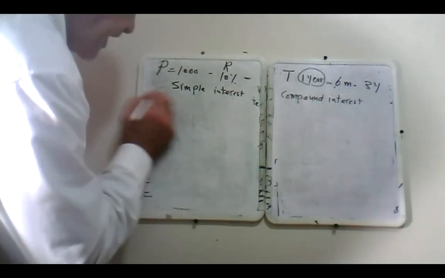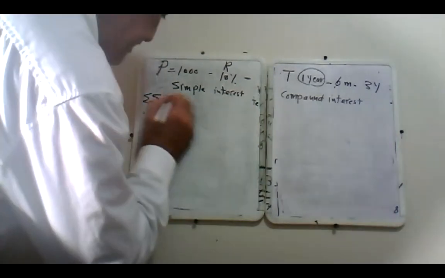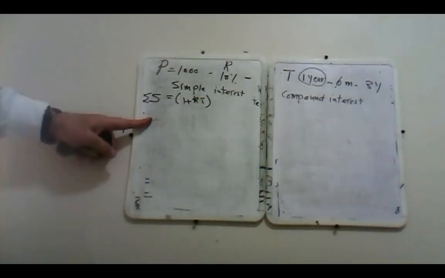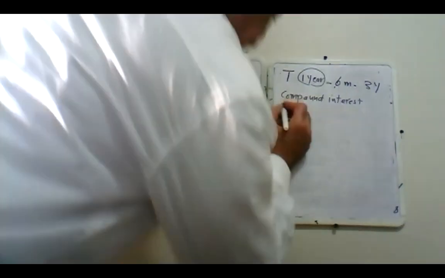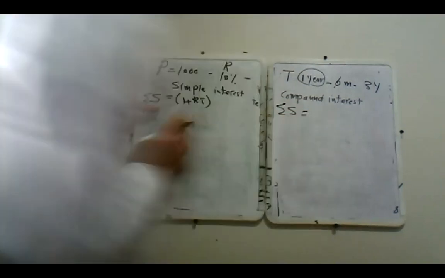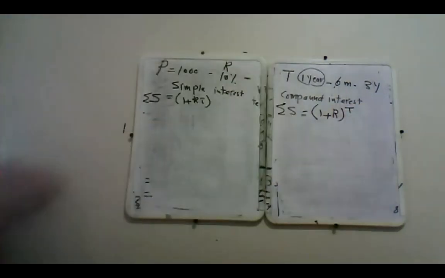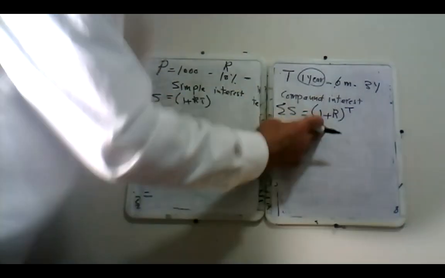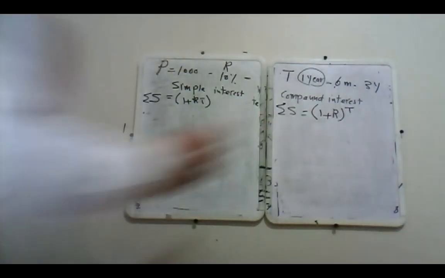So I know that the sum of the future value, or the sum in the future of the simple interest, will be 1 plus r t inside. But in the compound interest, it's not like this. In the compound interest, the sum will be, look at this, 1 plus r power t. So in simple interest, the t is inside the bracket, but in compound interest, the t is the power of the bracket. And this is the first difference between them.